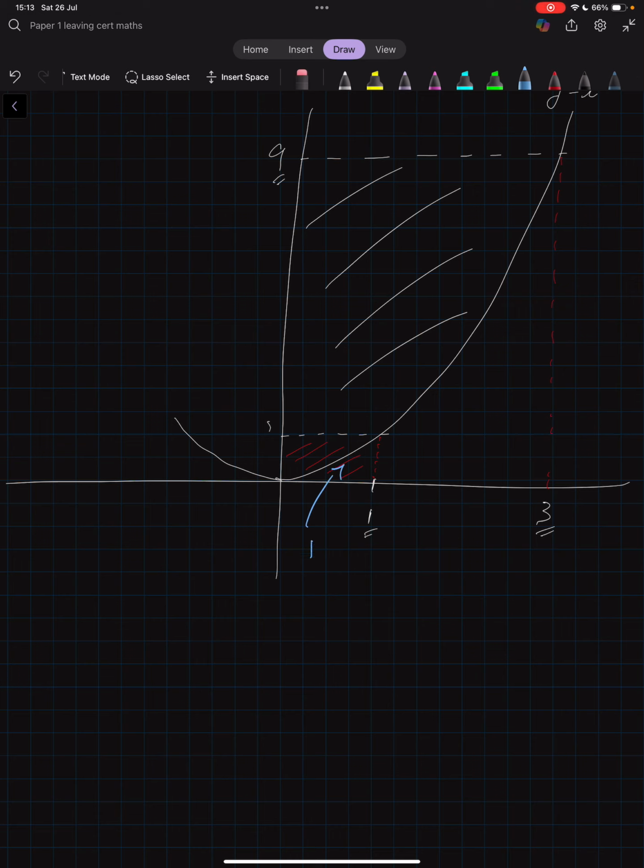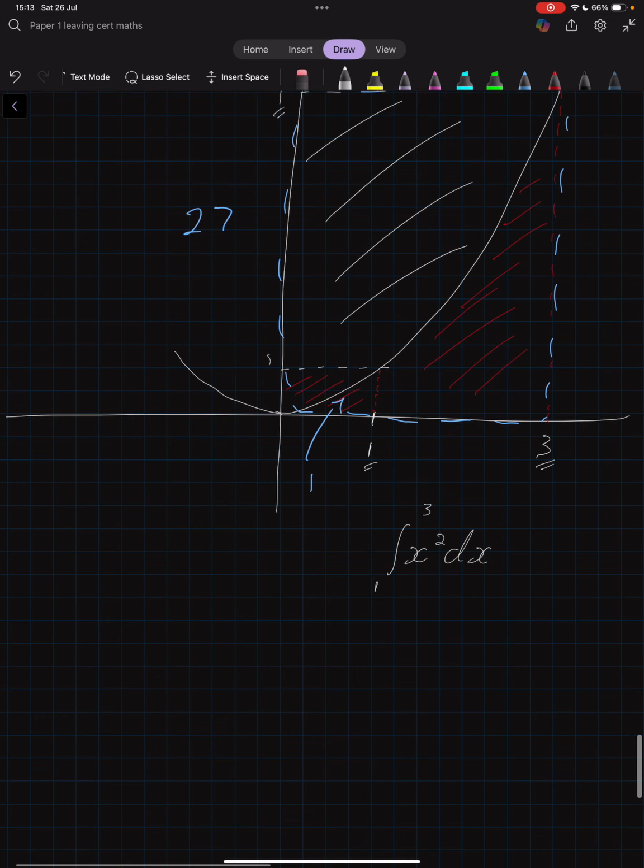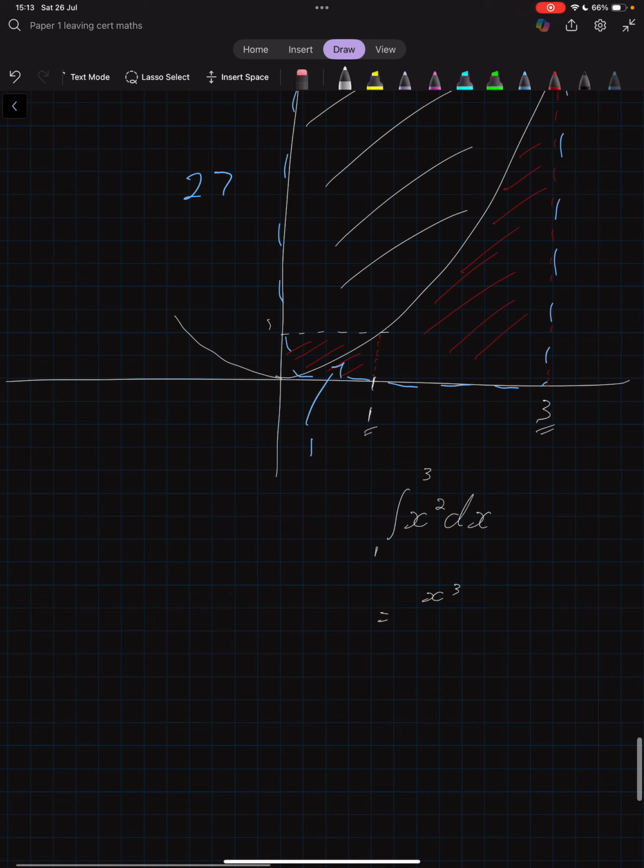Very simple. Can I calculate the total area? The total area of this whole thing? Yes, it's just 9 times 3, so it's 27. Can I calculate this red area in here? Yes, I can. It's going to be the integral of x squared dx in the bounds from 1 to 3. So it's x cubed over 3 in the bounds of 1 to 3. If I plug in 3, I get 9, minus, if I plug in 1, I get a third. So it's going to be 8 2/3.